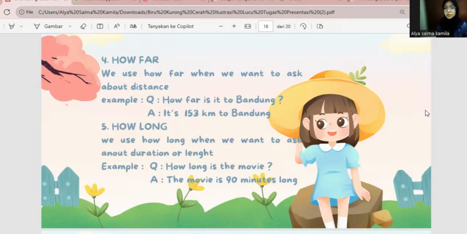All of these use the same concept, how plus adjective or adverb plus auxiliary verb plus subject plus verb, but they change meaning depending on what information you want.